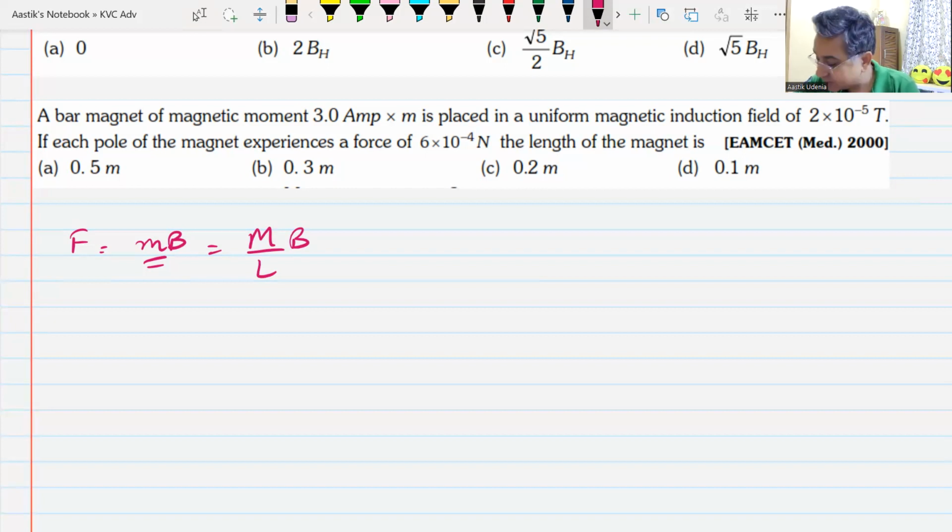What is the answer that you are getting? By multiplying, 0.5 or 0.1? In the sheet I have 0.1. Is it 0.5 or 0.1? If you cannot multiply and divide, I don't know what you can do. Sir, it is m by L or m by 12.